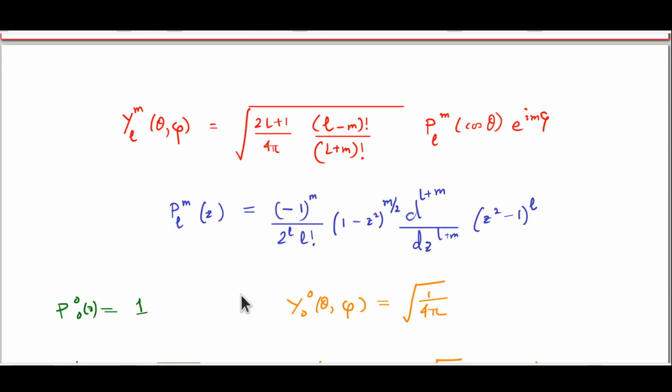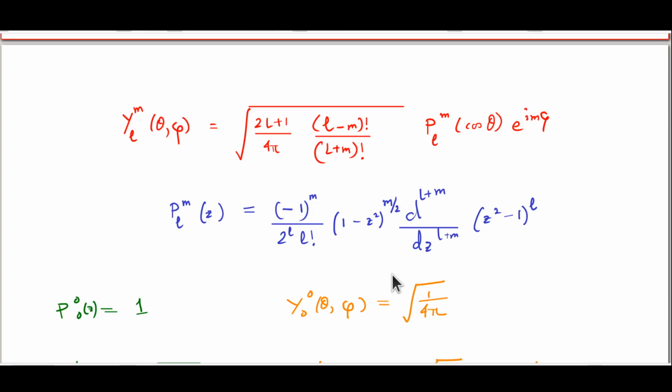P00Z obviously is 1. By the way, as we have already seen, PL0Z is always PLZ. So that's just the Legendre polynomial. And Y00 theta phi has a 1 here. e to the im phi is also 1 because m is 0. This factor here is also 1 because 0 factorial divided by 0 factorial is 1 by definition. You have a 1 here, so it's just a simple constant, root over 1 by 4 pi.